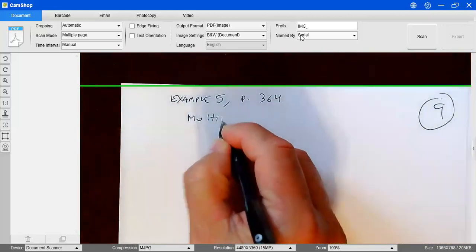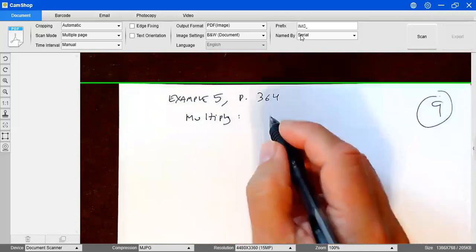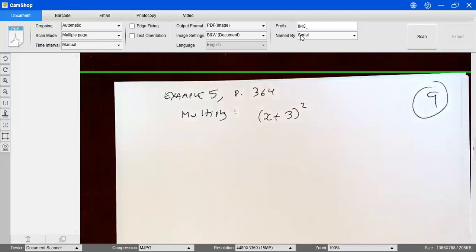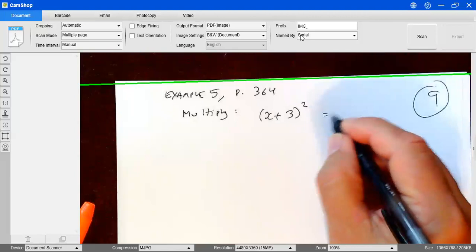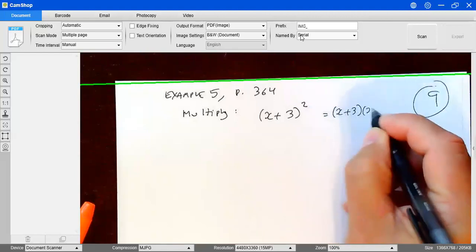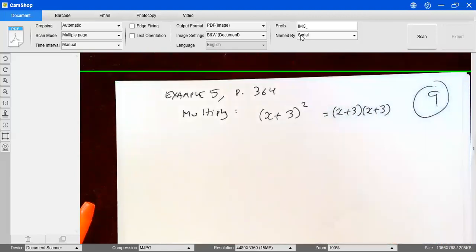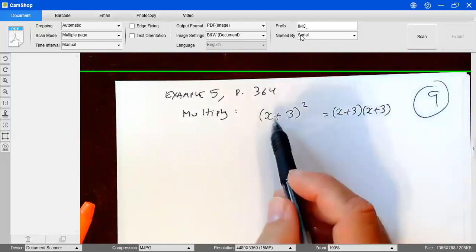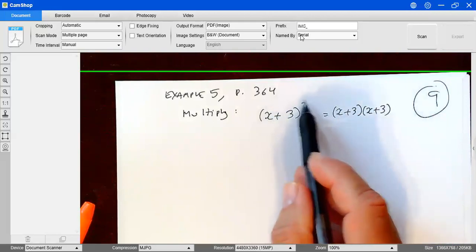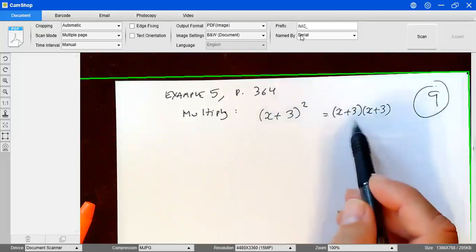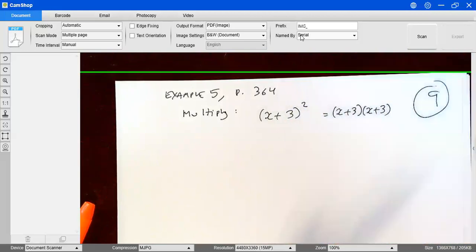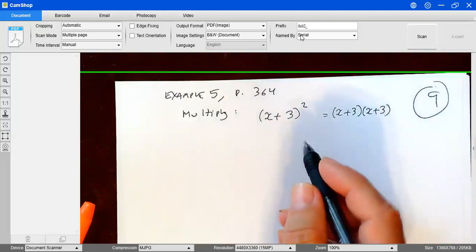We will multiply, and we are given (x + 3) squared. When you have the square, remember this is equivalent to (x + 3) times (x + 3). If you don't remember the formula, rewrite this as the product of this binomial multiplied by itself, because that's the meaning of this exponent. You solve this using the general method or using the FOIL method.